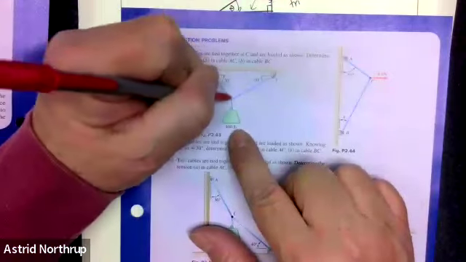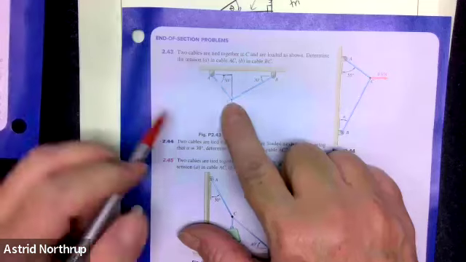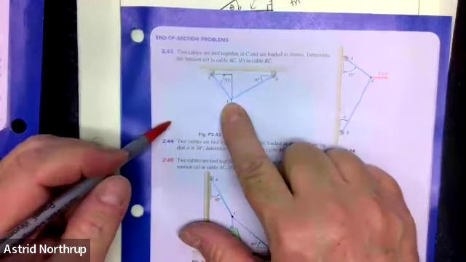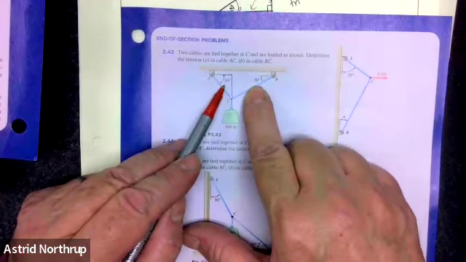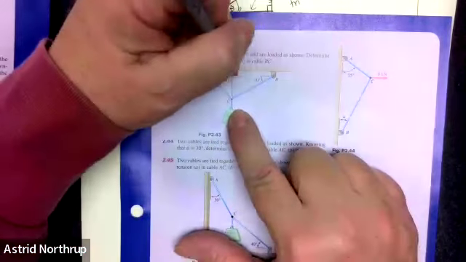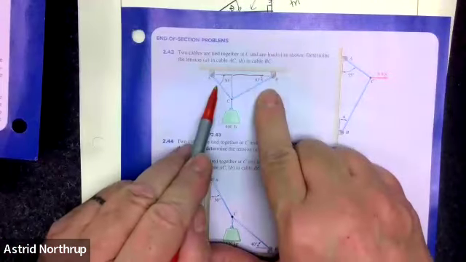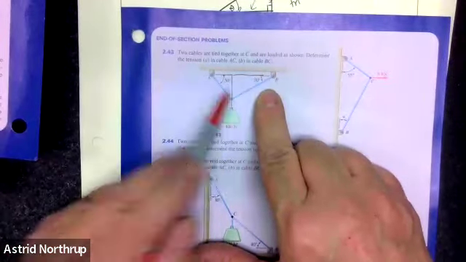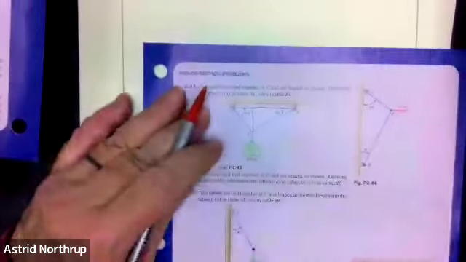But we can just look at the force in AC as being a right triangle. Sorry? Is it 150 plus 30 is 80, so this is 100, yes, exactly. But for our purposes, we can look at these two right triangles instead because we're resolving into X and Y. All right, so how would I do that?